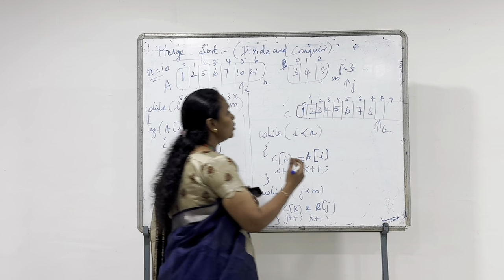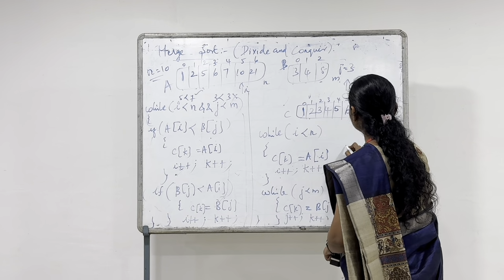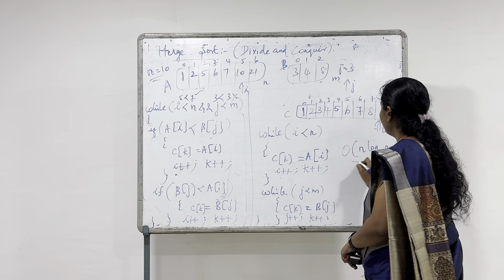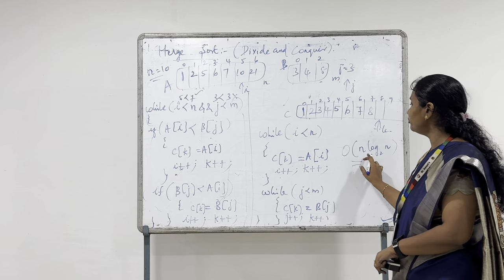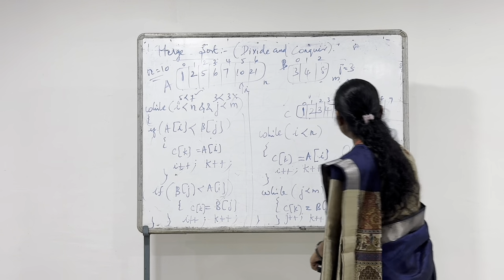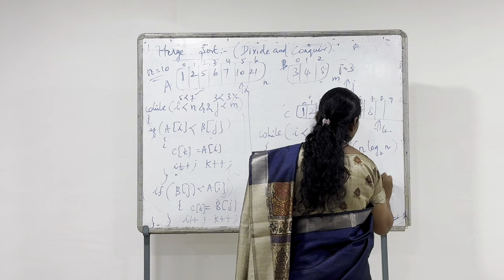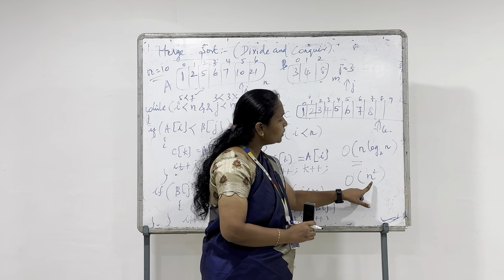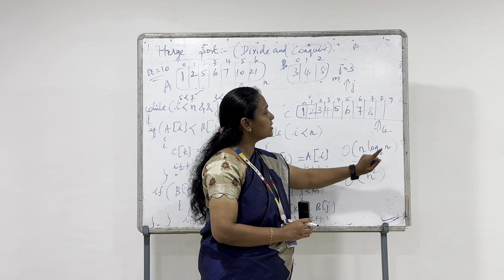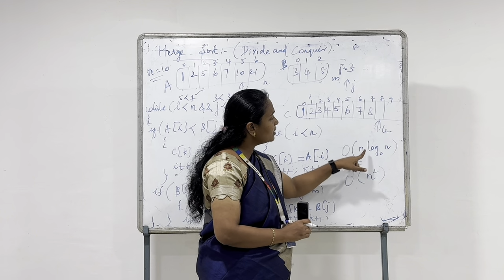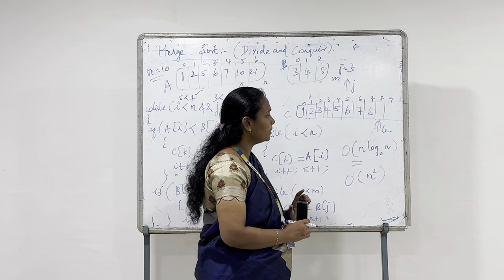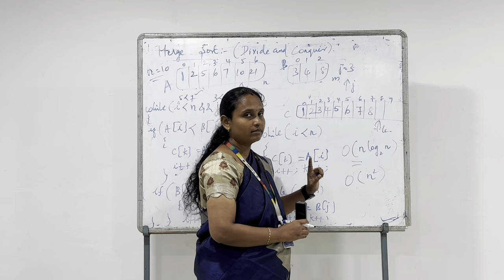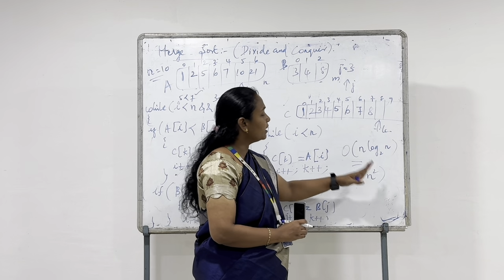And the time complexity of the merge sort algorithm is big O of n log n. Whereas the time complexity of selection sort is big O of n square. Compared to n square, n log n has a lesser value and is better, because the order of growth of n square is much bigger compared to n log n. So n square has high time complexity.